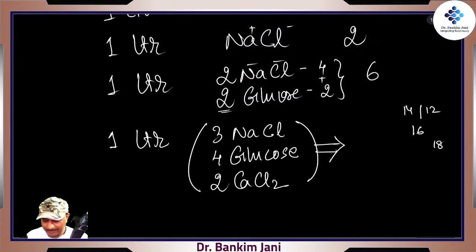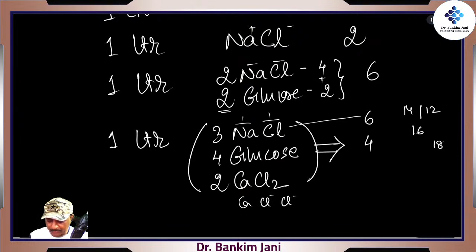Let's calculate. Say this is 2, right? Sodium and chloride, so 1 plus 1, 2. Three 2s are 6, so this is like 6. Right? Glucose is 1, so this is 4. This is Ca, Cl, Cl. So here it is 1, 2, 3. Three 2s are 6, so this is 6.